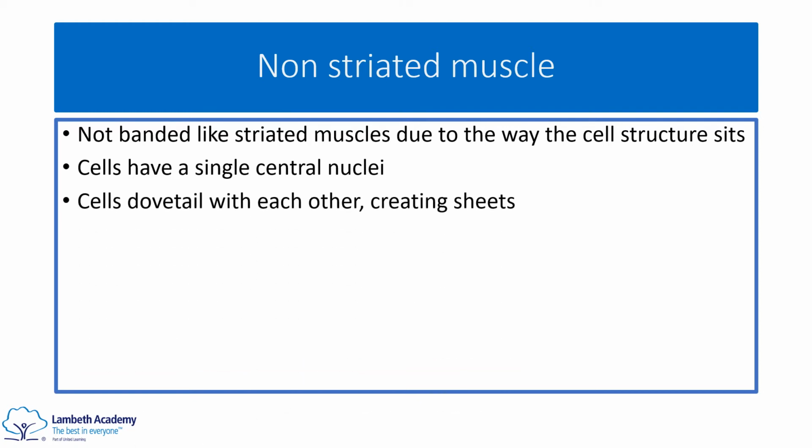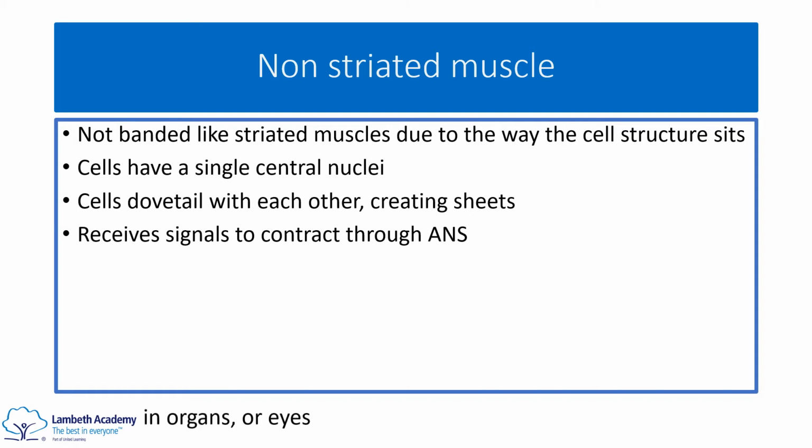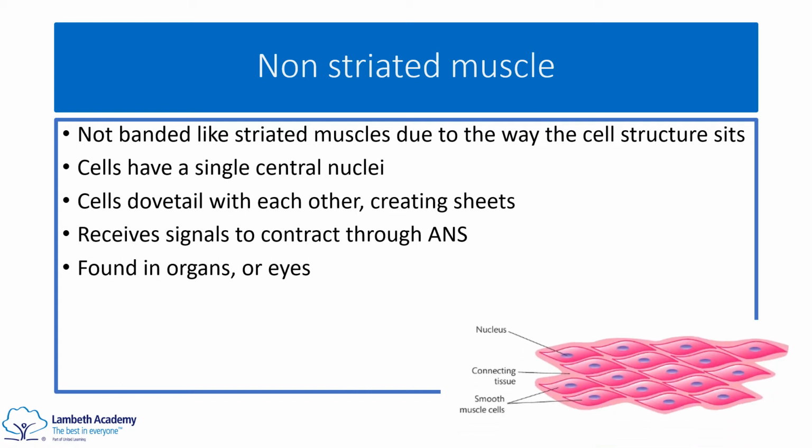The cells dovetail with each other, which creates more of a sheet-like structure rather than strands of muscle. And this receives signals through the automatic nervous system. So we can find this in the organs or in the eyes, and I'm going to go into a little bit more detail about that in a second. But before I do that, I just want to show you this image of a non-striated muscle.